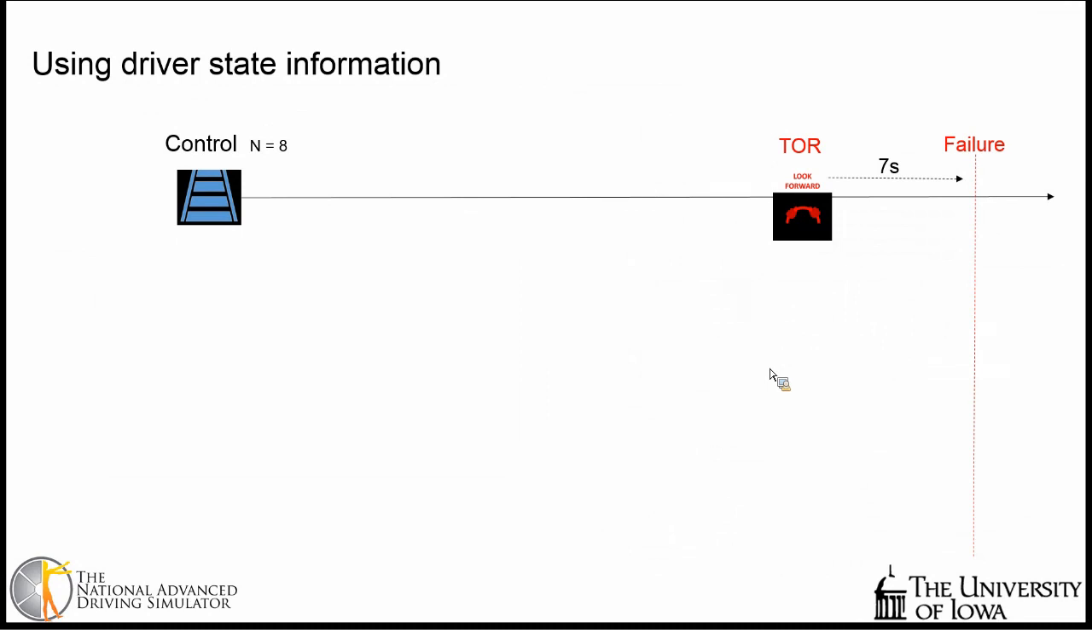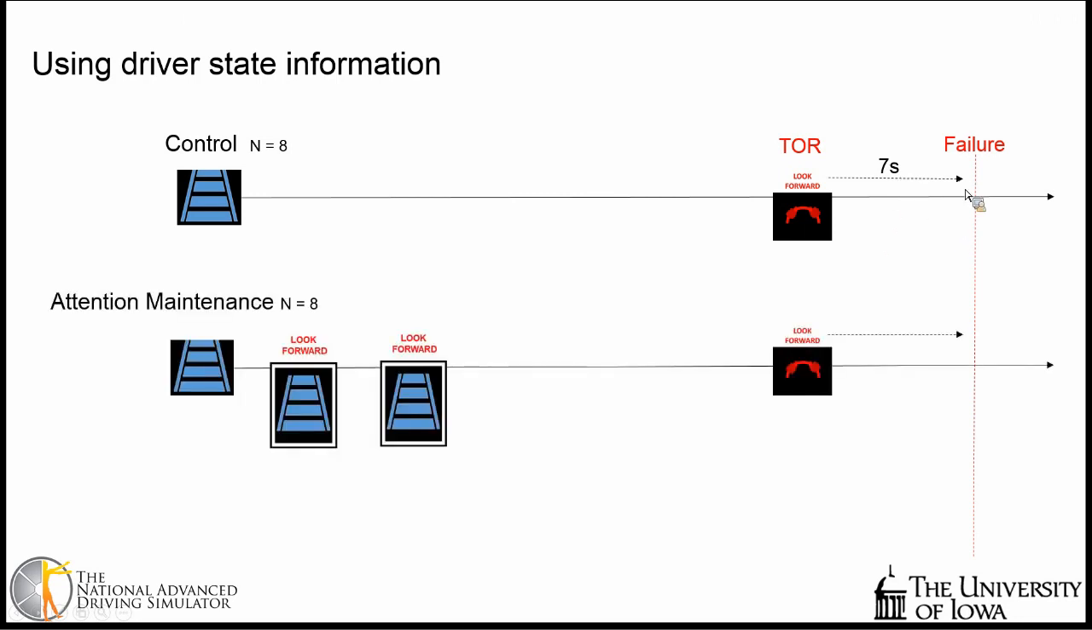All right, I'm going to turn it back over to John now. Okay, so very quickly, I'll talk about how we use that from an interface perspective. We're essentially comparing two different conditions against a control group. Our control group looks just like the examples I showed. We're not using driver state information in any way, we're just giving them a takeover request 7 seconds in advance of these events.